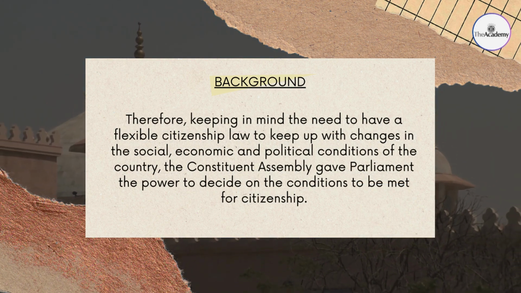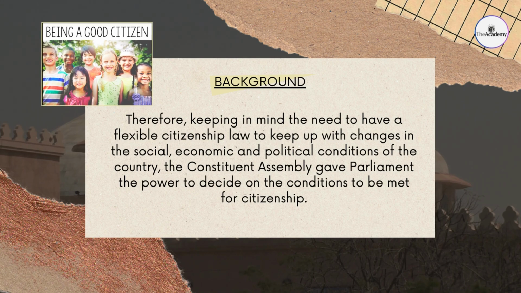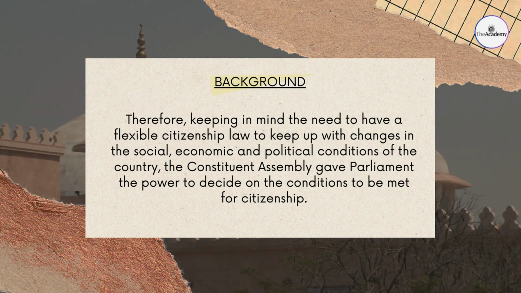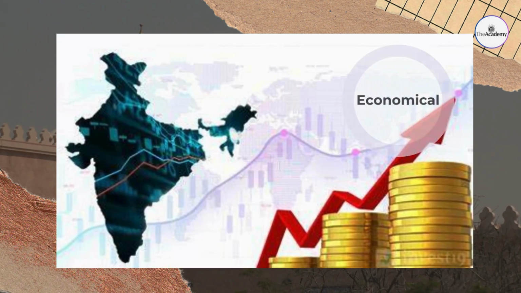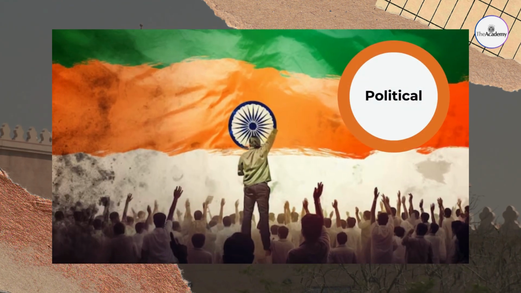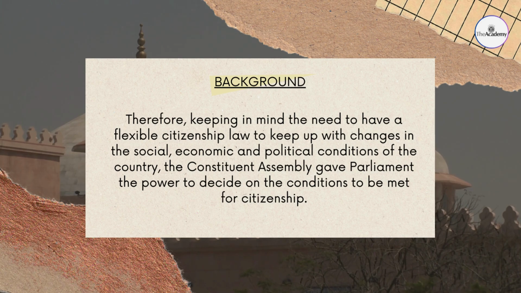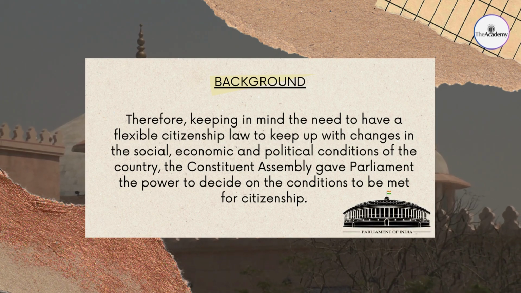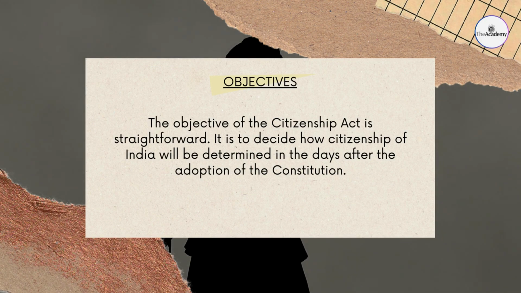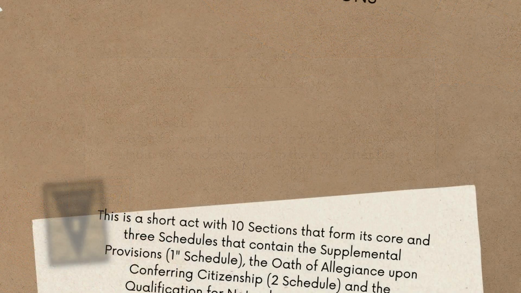Therefore, keeping in mind the need to have a flexible citizenship law to keep up with changes in the social, economic, and political conditions of the country, the Constituent Assembly gave Parliament the power to decide on the conditions to be met for citizenship. The objective of the Citizenship Act is straightforward. It is to decide how citizenship of India will be determined in the days after the adoption of the Constitution.